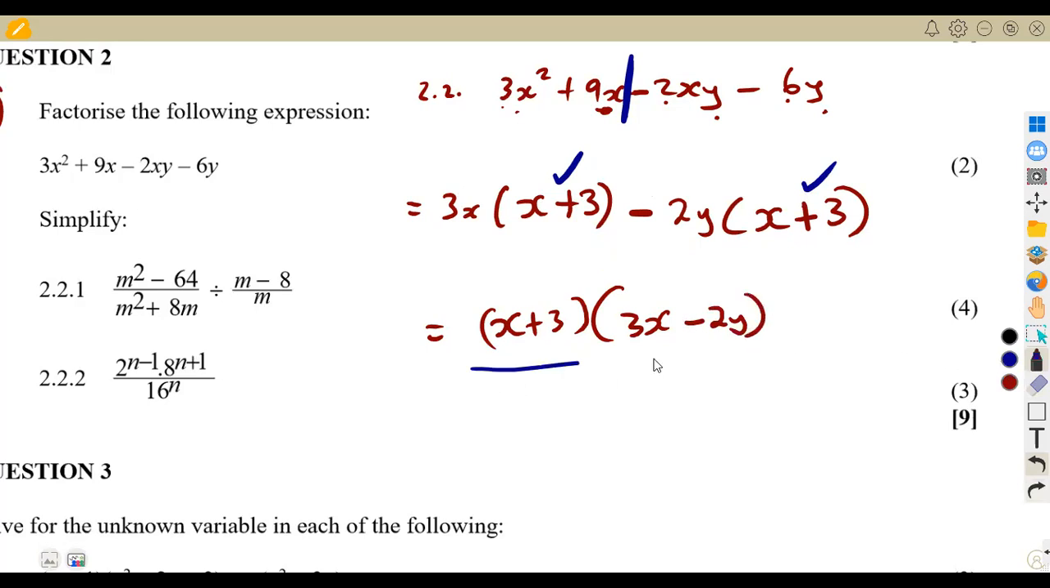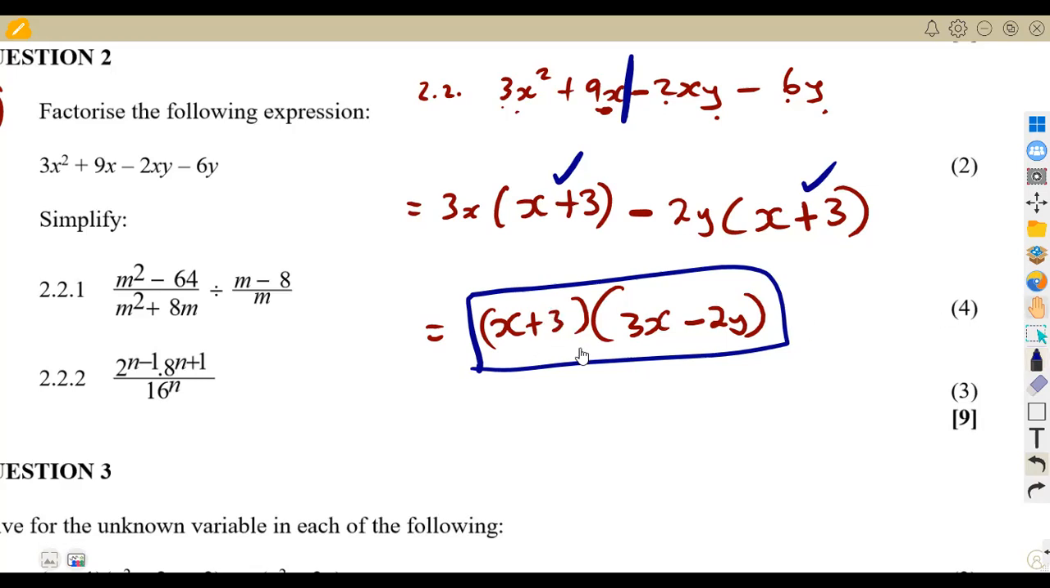All right, so this is what you were supposed to obtain at the end. Or you can even write it as 3x minus 2y into x plus 3. It's one and the same thing. It's representing one and the same answer. We are simply having the same answer in that case.